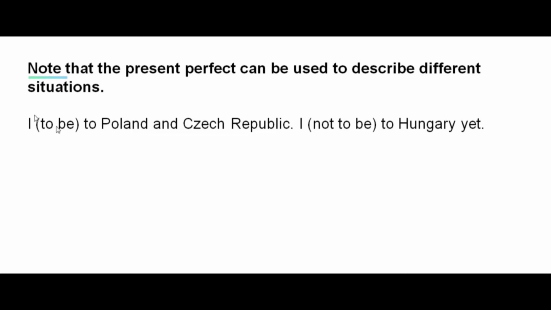Now read the following sentences and provide the present perfect form of the words in the brackets. I to be to Poland and Czech Republic. I not to be to Hungary yet.